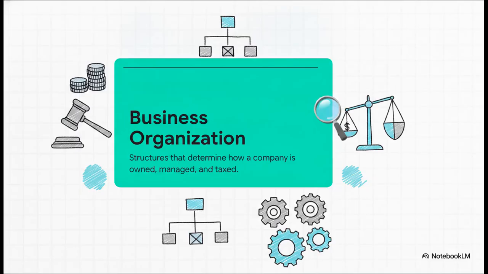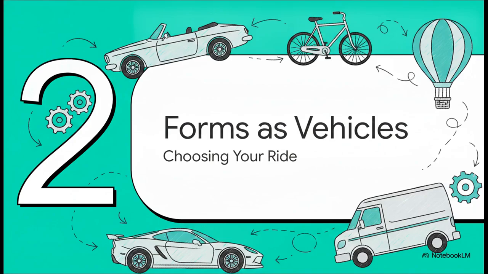A business organization is basically the structure determining how a company is owned, managed, and taxed. You see, a business isn't just some abstract idea floating around. It's a rigid legal framework. The way you set this up dictates absolutely everything, from your decision-making power down to your tax burden. Moving right along to Section 2, Business forms as vehicles, or choosing your ride.